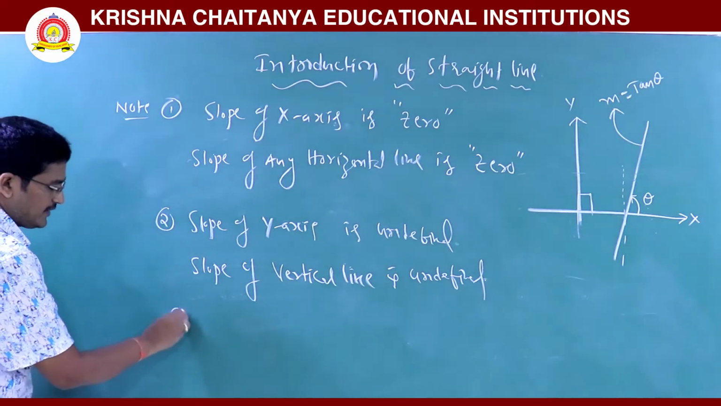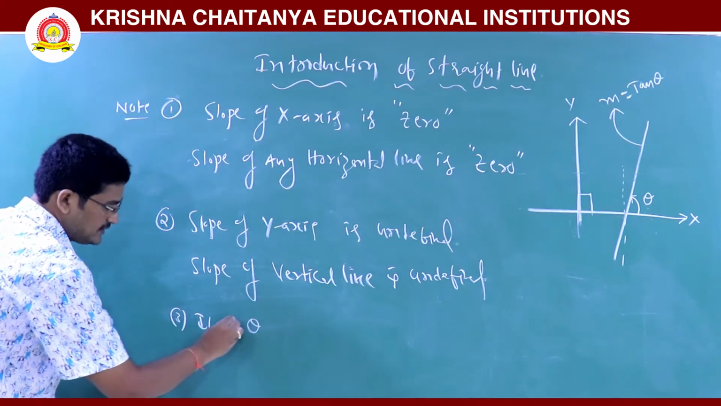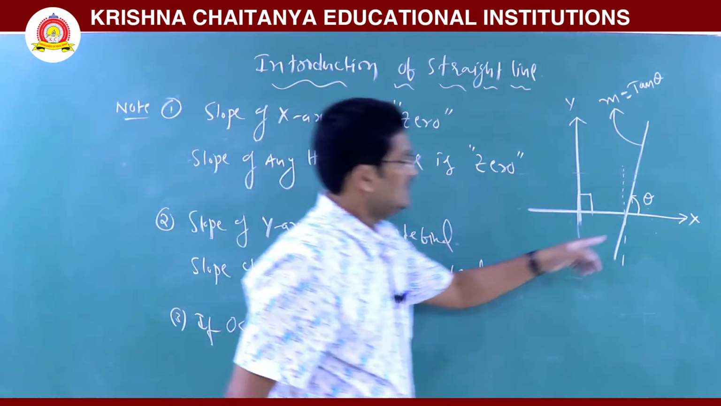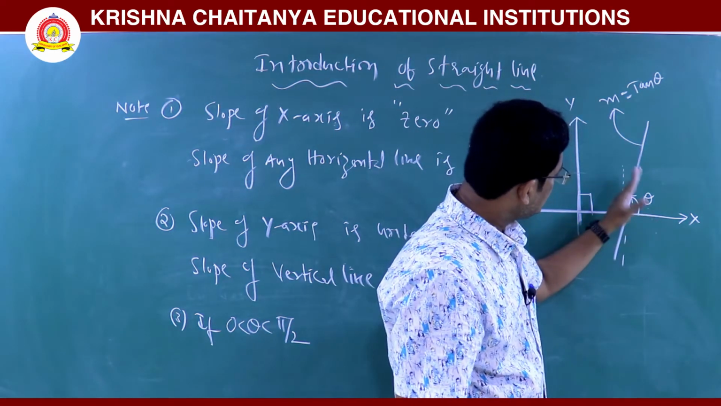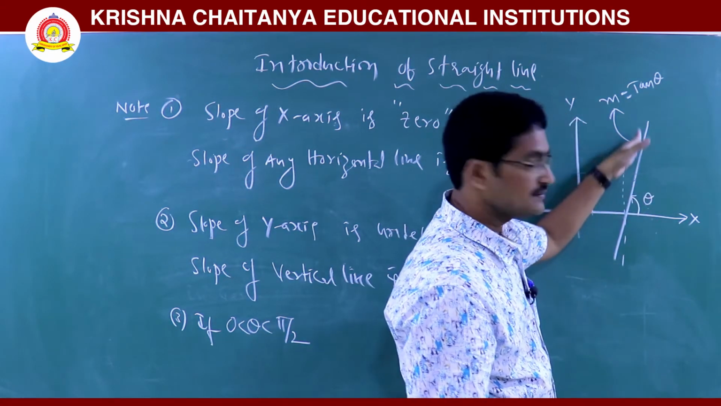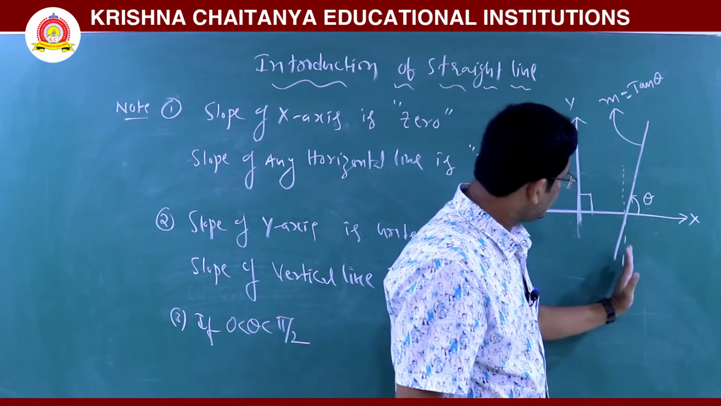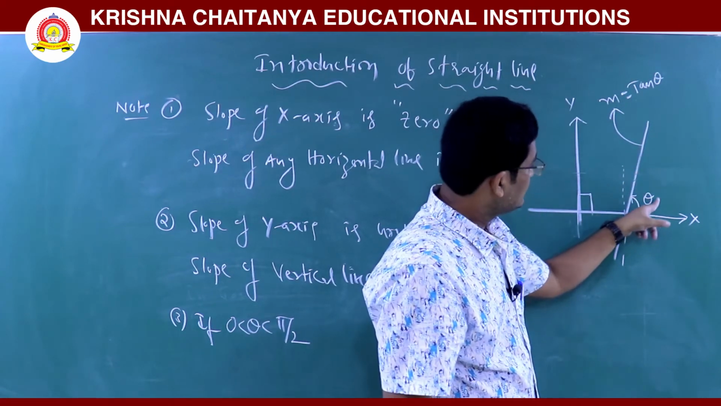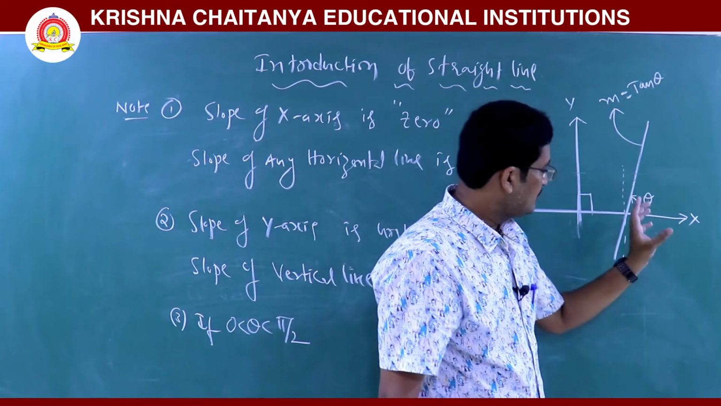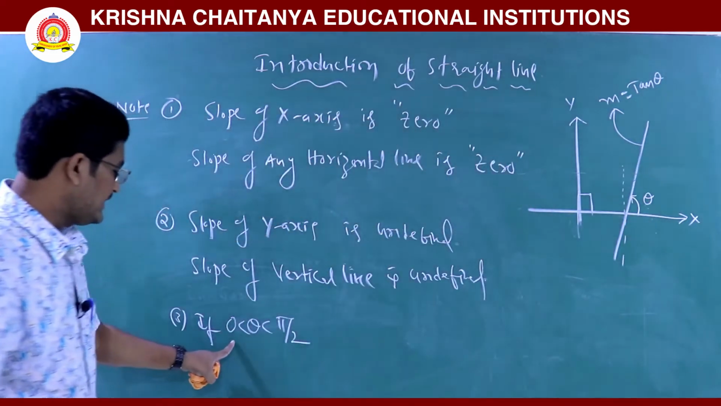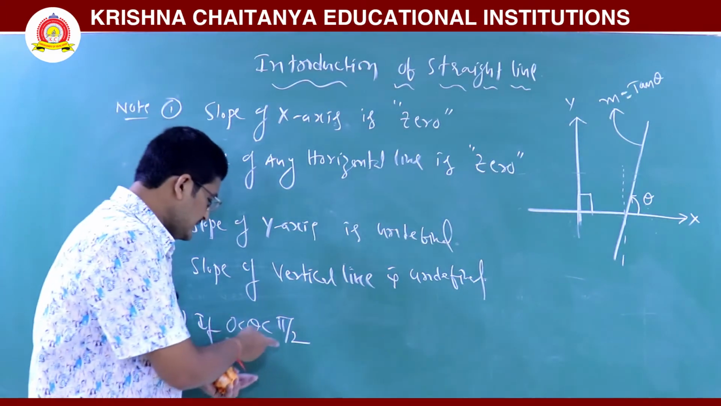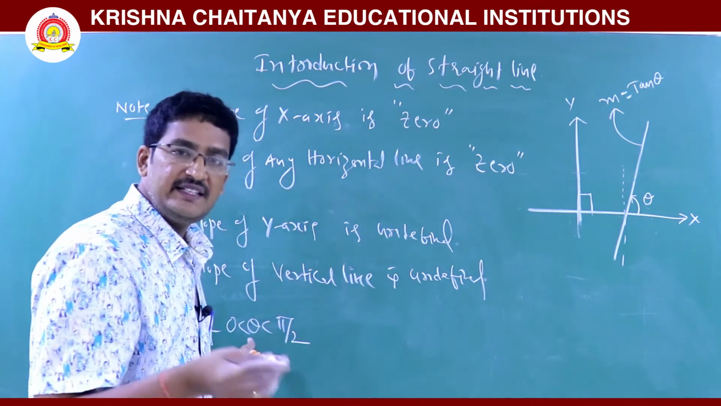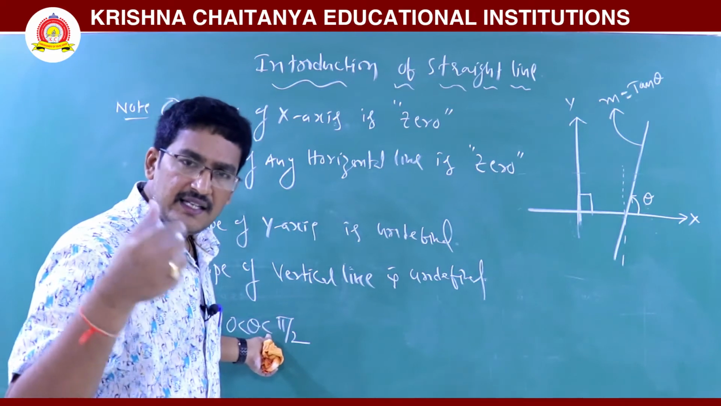The third point is, if the theta lies between 0 to 90, that means the shape of this line should be like this. It is not coincident with x-axis, it is not coincident with vertical line. The line rotates like this. In this way, theta is an angle having value between 0 to 90. Then what about theta in the coordinate system? That theta lies in the first quadrant.